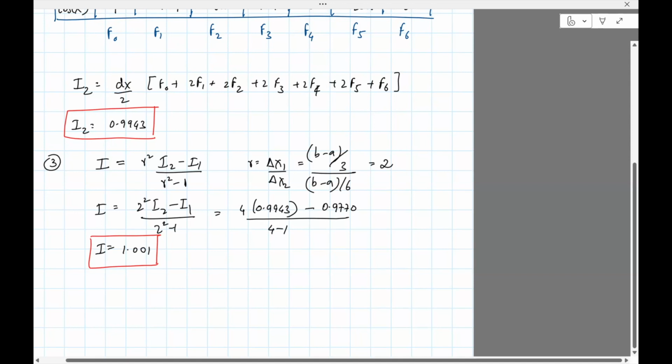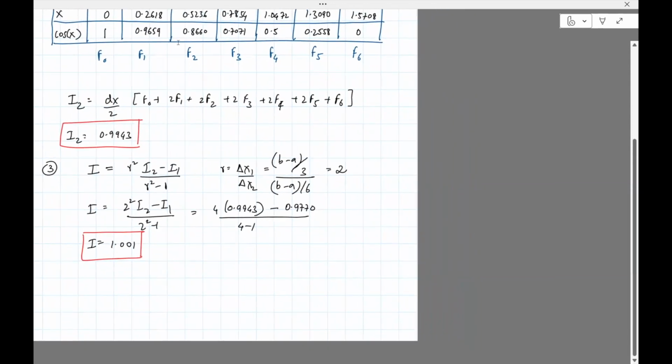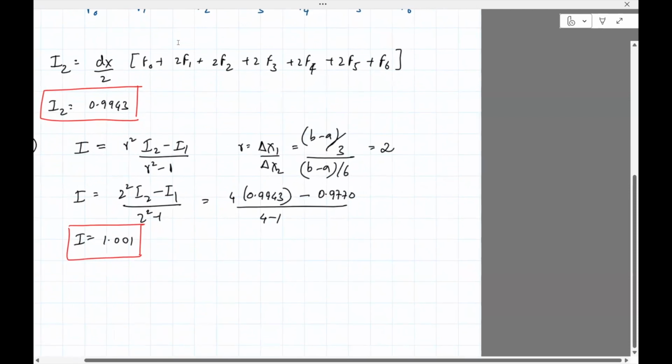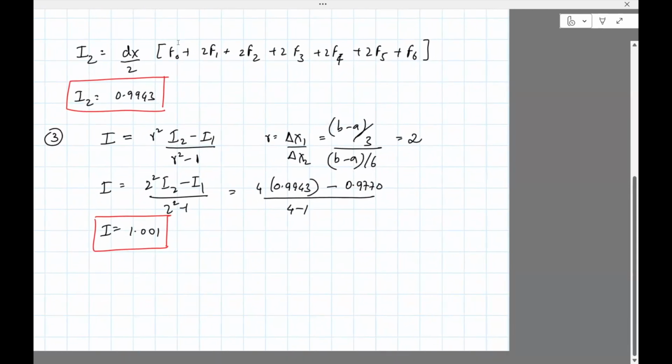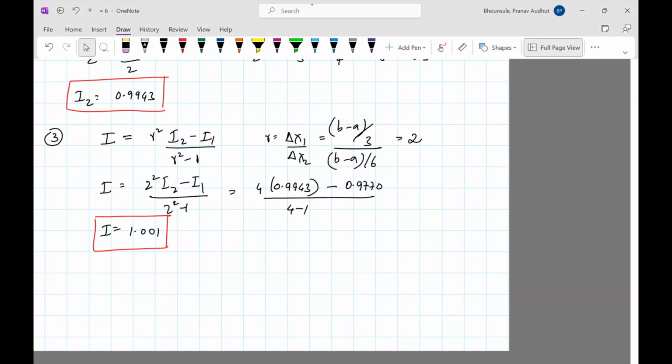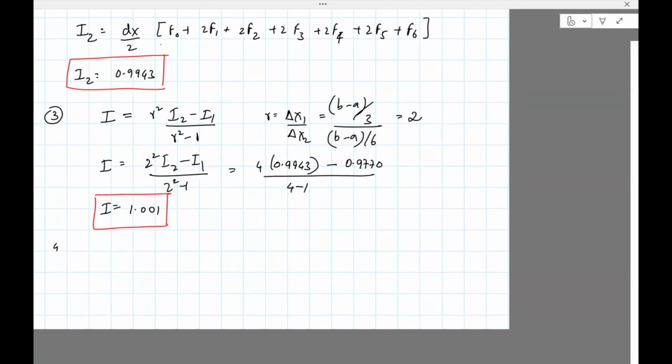Okay, so these are the three estimates we got. We have one estimate from n equals 3, which was in the previous page, I1. I2 is using n equals 6. I is using Richardson extrapolation. And then the last one is how do we do it analytically? So I exact is the integral from 0 to pi divided by 2 of cosine x dx. The integral of cosine x is sine of x. Upper limit is pi divided by 2. So we have sine of pi divided by 2, which is 1.